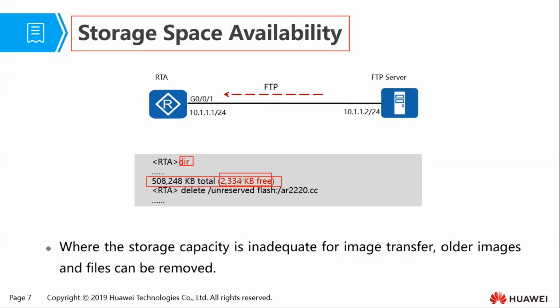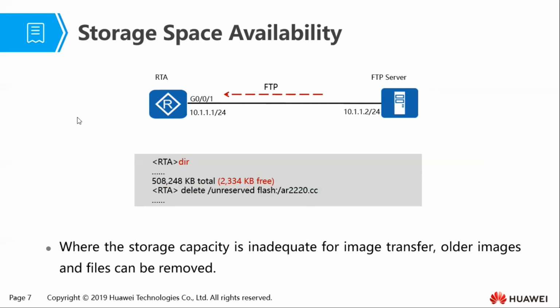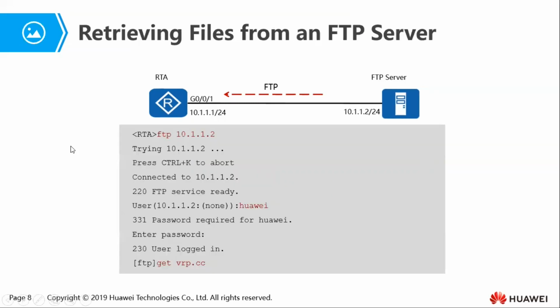In case this space is less than the VRP file you need to retrieve from the FTP server, you can simply delete the old VRP file. Remember to use the delete unreserved command so that it doesn't go to the recycle bin, because if it goes to the recycle bin, it still occupies your flash memory space. So use delete unreserved, and it should delete that old VRP file. Once you have enough space, you can go ahead and retrieve the file from the FTP server.